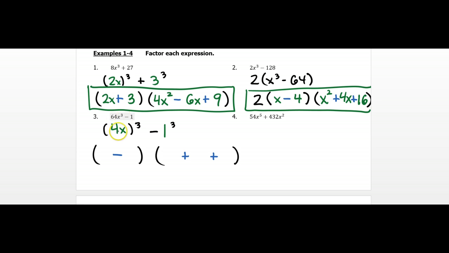The cube root of 64x cubed we already said is 4x. The cube root of 1 is 1, so our binomial will be 4x minus 1. And then your trinomial, 4x squared would be 16x squared. 1 squared is still 1, and the middle term, 4x times 1, would be 4x.